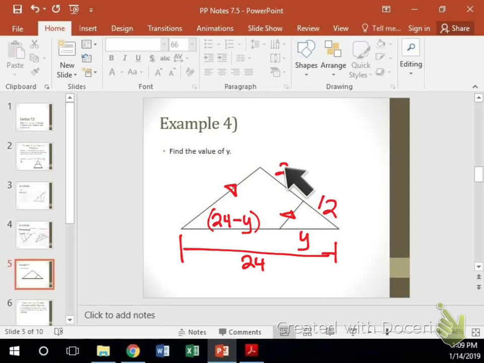Okay, so let's start with this slanty side to start setting up our ratio. 12 over 20. I like it. We are going to set that equal to, should that go on the top or the bottom? The bottom. What should go on the top? The y. The 12 corresponds to the y. So if the 12's on top, the y has to be on top, which means the 24 minus y goes on the bottom.